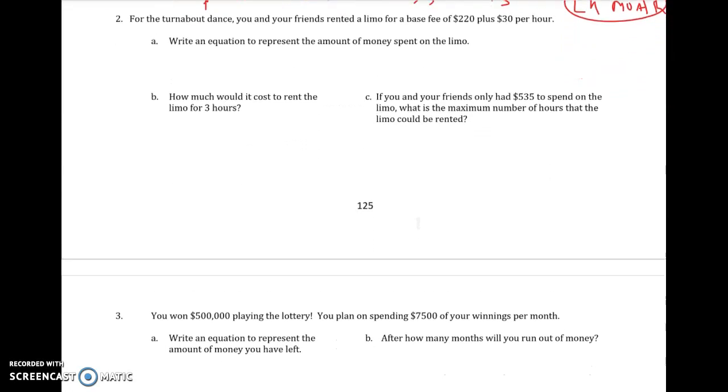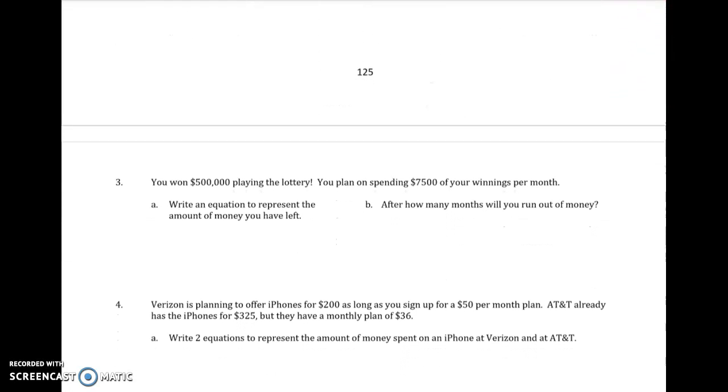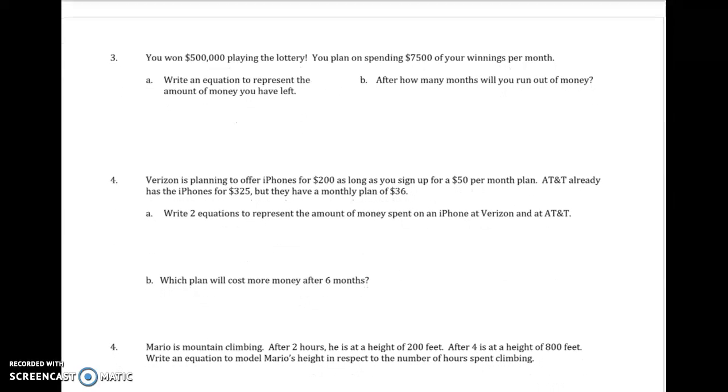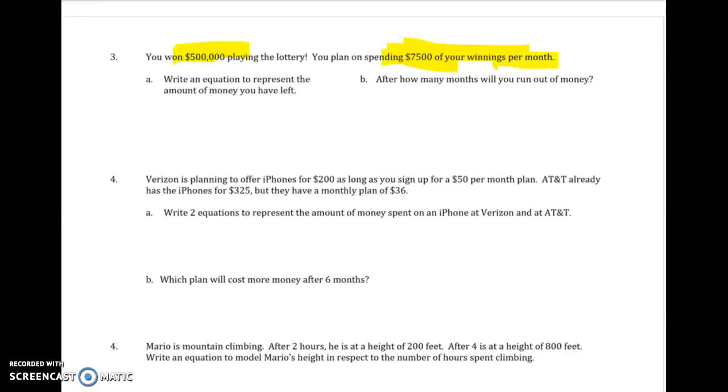Okay, so I'm going to leave 2 for you guys to do. Let's skip ahead to number 3. Okay. You won $500,000 playing the lottery. Congratulations. You plan on spending $7,500 of your winnings per month. Okay. Well, once again, I've got a per month number there. That's a rate. That's going to be slope. Okay. And $500,000, that's how much I'm going to start with. Once I win the lottery, that's my beginning amount.